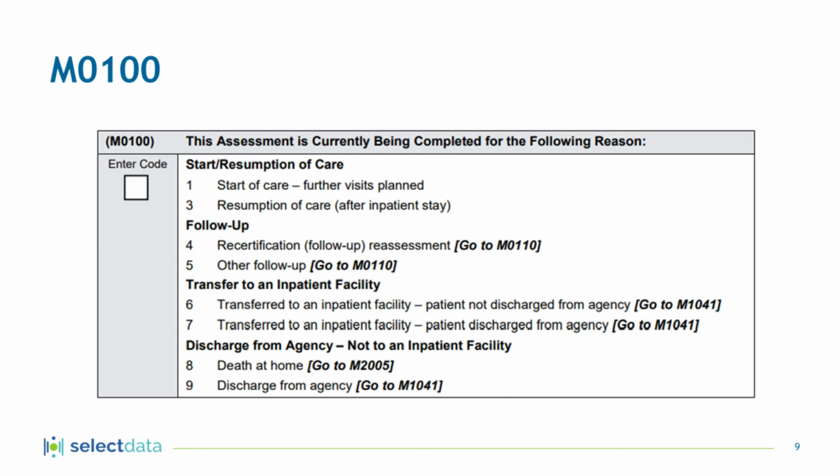Response 7. Transfer to an inpatient facility. OASIS is only completed when the home care patient is admitted into an inpatient facility for 24 hours or longer, for reasons other than diagnostic tests, and the agency does not anticipate the patient will be returning to care. The patient is discharged from the agency. This response does not require a home visit.